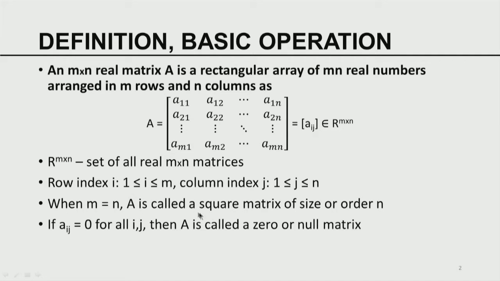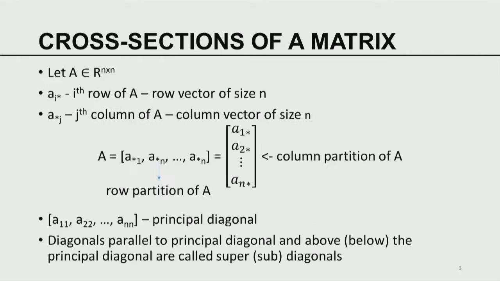When M is equal to N, it is called a square matrix, a square matrix of order n or size n. Order and size are used synonymously. If all the elements are 0, it is called a zero matrix or a null matrix. We need a number 0, we need a null vector 0, we also need a null matrix 0. So we will use the symbol 0, but the context will tell us whether we are talking about the number 0, the vector 0, or the null matrix 0. But we need all these objects.